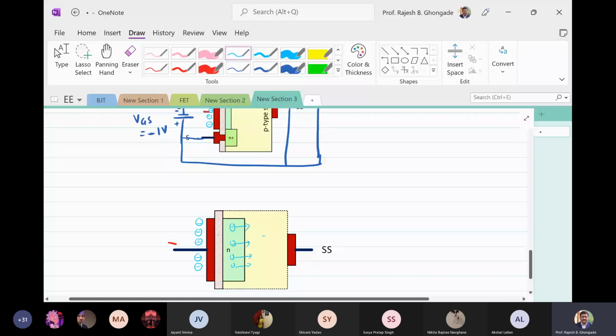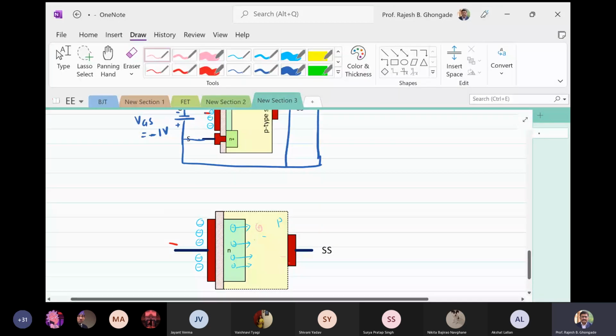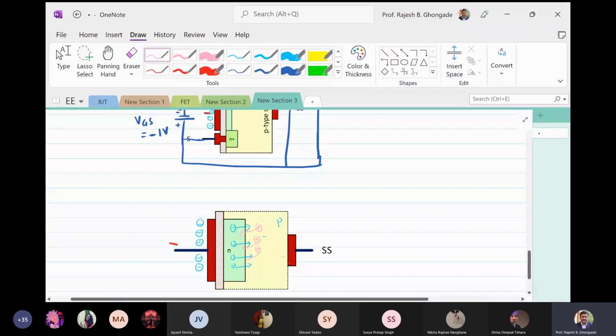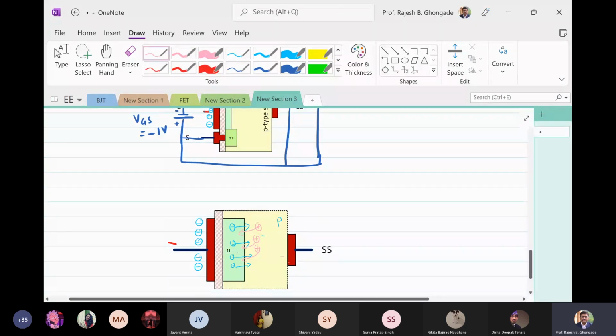Okay, and at the same time, now this is p type. So in p type, what is the majority? Holes. So these holes will start getting attracted here. Understood? Yes, sir. So the negative potential at the gate will tend to push the electrons towards the p-type substrate, and attract holes from the p-type substrate.